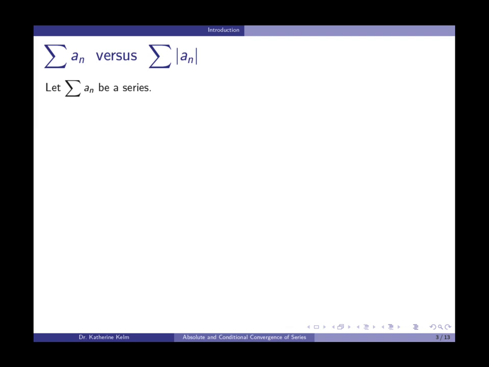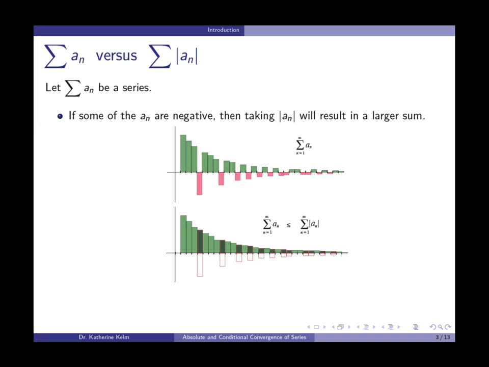Our main focus is going to be to explore a series a_n versus the series of the absolute value of a_n. Let a_n be a series. If some of the terms a_n are negative, then taking absolute values will result in a larger sum, because instead of subtracting off the negative terms, we will be adding them instead. So the sum of the series will be less than or equal to the sum of the series of absolute values.